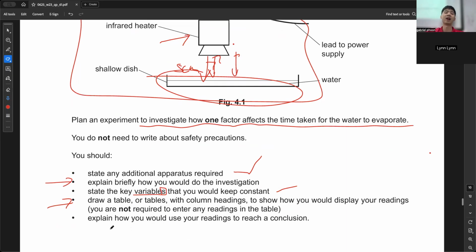And then finally, the last part here, which I see a lot of students until now don't know how to write this. What should I write to reach a conclusion? What should I write? Yeah, how do I reach a conclusion in this scenario here?